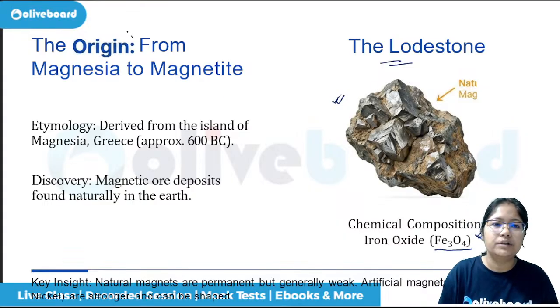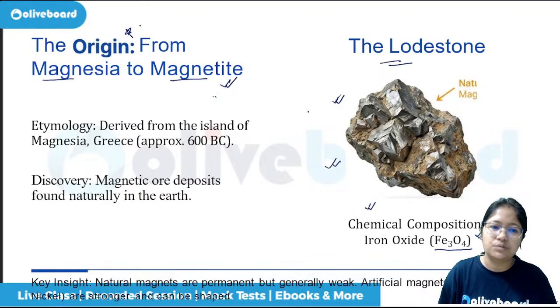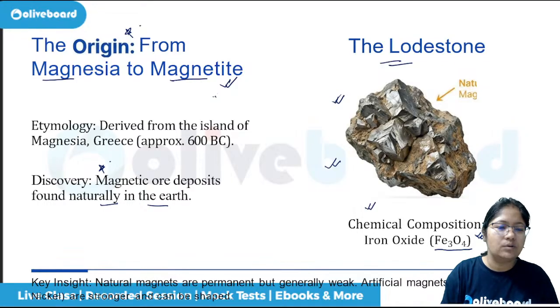Now what is the origin? The origin is from magnesia to magnetite. And what is magnetite? From here you are able to extract the iron, and at that time you could extract the lodestones from there. Magnetic ore deposits are found naturally in the earth, just like the iron ore deposits, hematite, magnetite, etc. Like that, you were able to find magnetic ore deposits also.